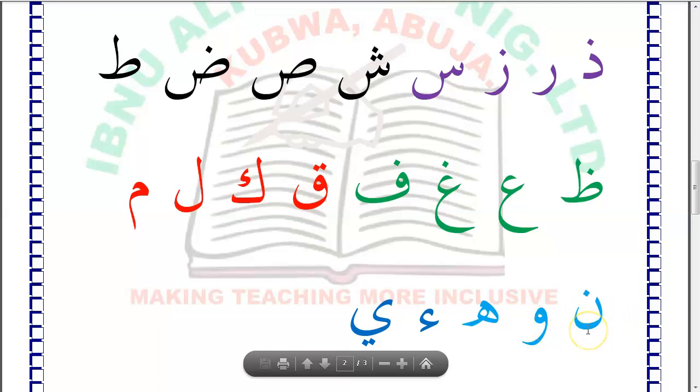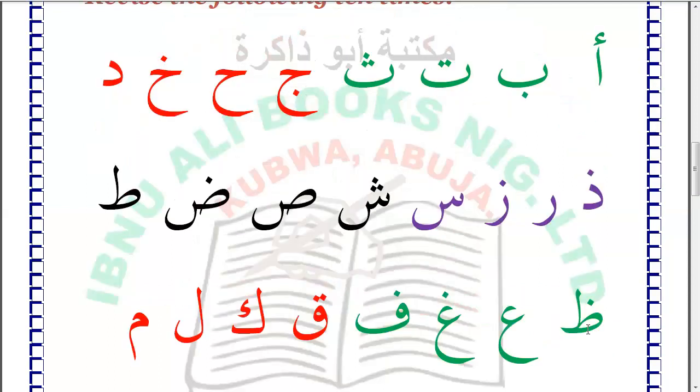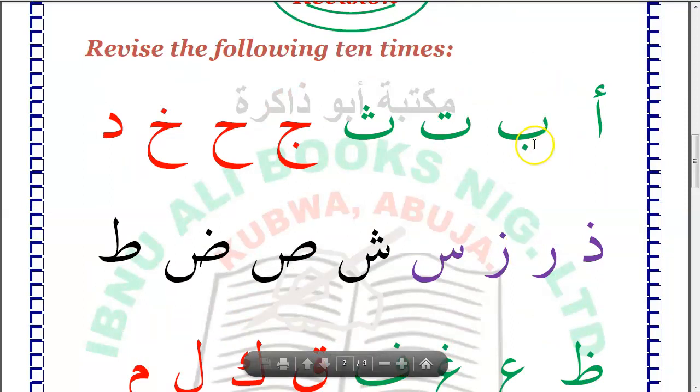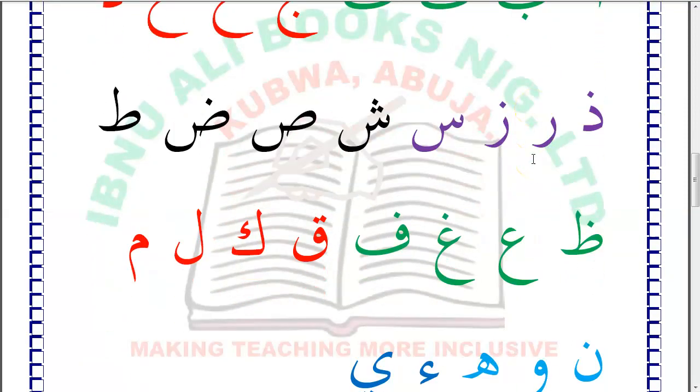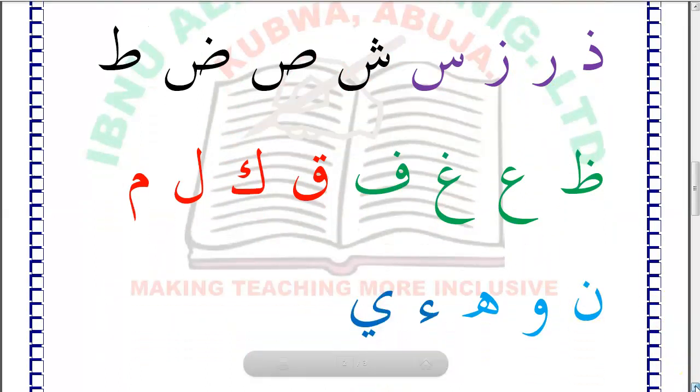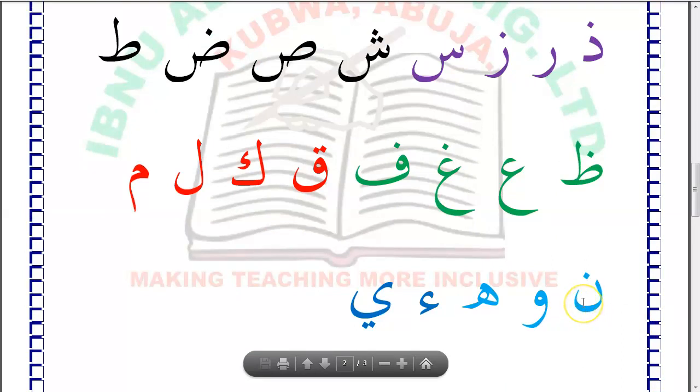So nunun has one dot written on top of it. However, ba'un has one dot written below it. The dot of ba'un is written below it, and that of nunun is written on top. We should get it right. So nunun has one dot written on top of it, and ba'un has one dot written below it.